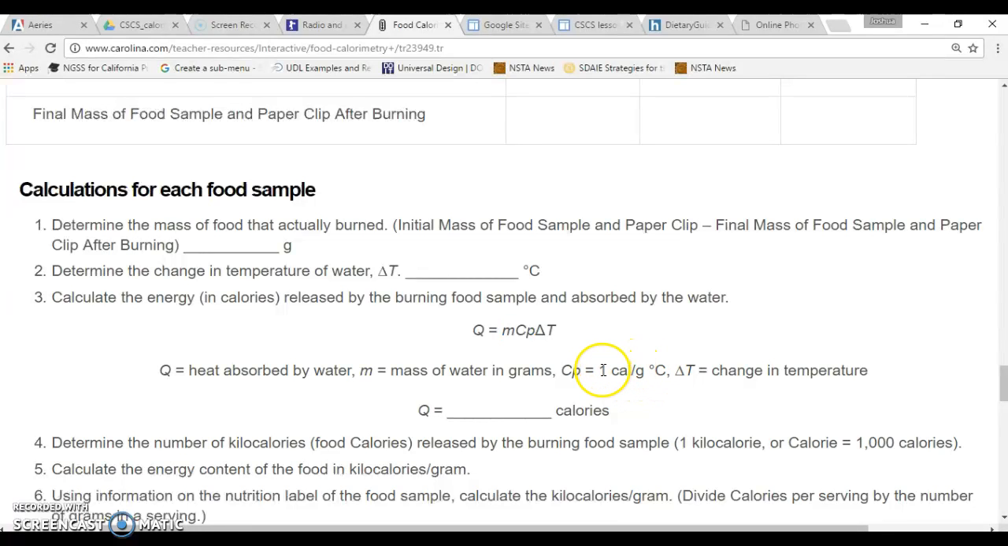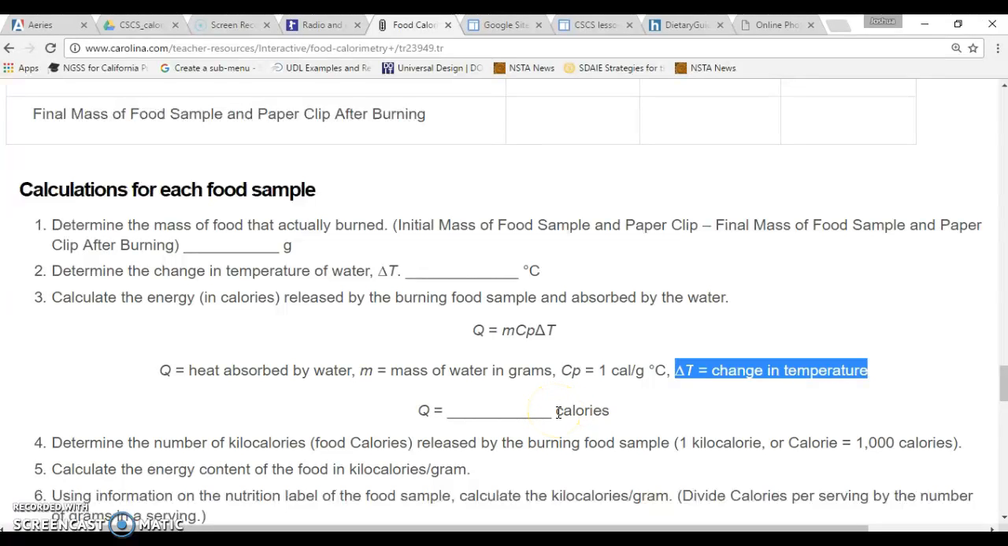Now this value is easy to use because if you exclude the units, you really just have 1. So you're multiplying your mass of water times 1 times the change in temperature of the water. So we had a final temperature, we had an initial temperature. What you'll do is subtract your final temperature, your highest temperature, minus the first temperature you took before it got heated by the food. And so if you multiply the change in temperature by 1 and then the mass of water, you'll end up with the calories.